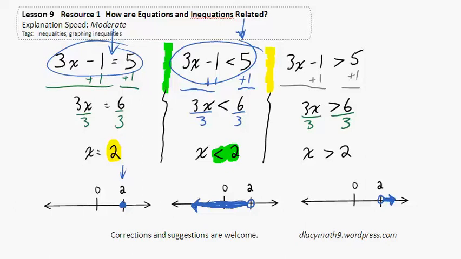What about this one? x is greater than or equal to 2. How would this one change? And the answer is that you would simply fill that dot in at 2 and then have it going off.